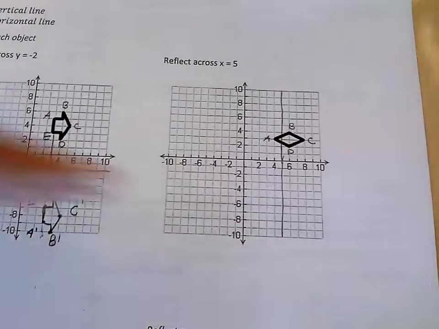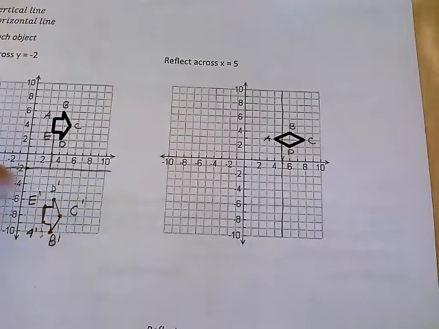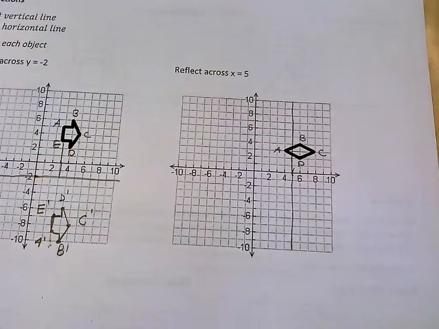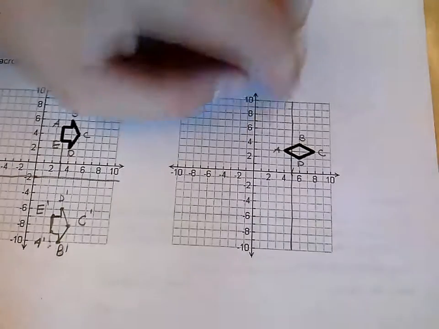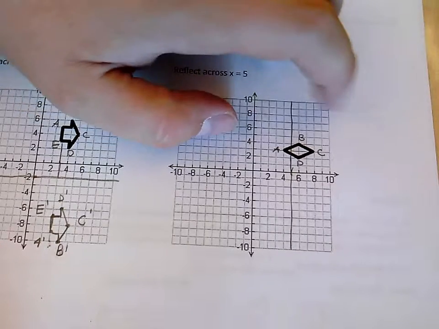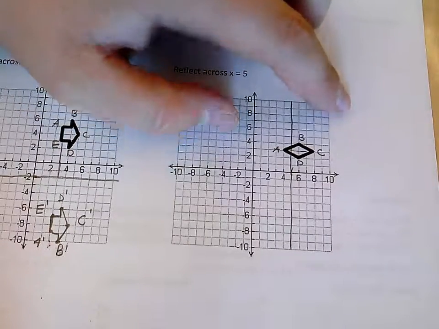Now, over here, the line did not go through the object at all. This time, it does. So this is what it means to reflect this object. It means anything that's on this half of the line will reflect to this half of the line. Anything on this half will reflect to this half.